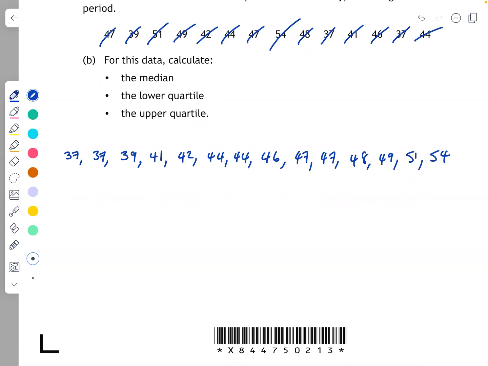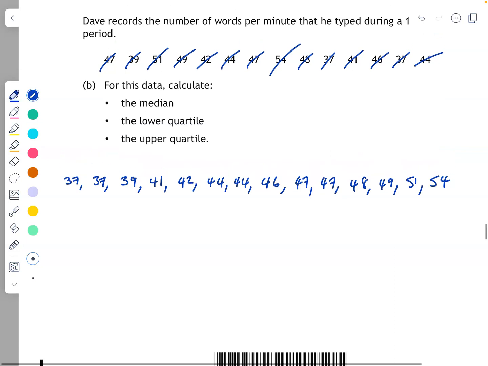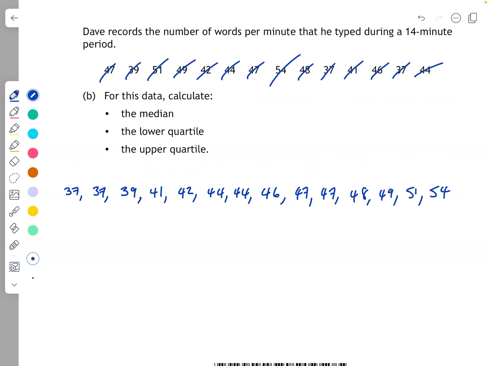So let us then figure out the median. What we want is to split this data into two groupings, a lower half and an upper half. Because we got 14 data points, we're going to have two groups of 7, like that. And we're not going to have a middle number. We're going to have to find the average of the two middle numbers.